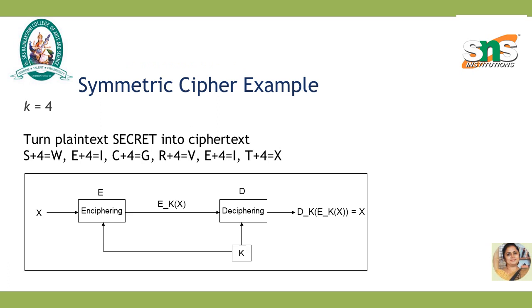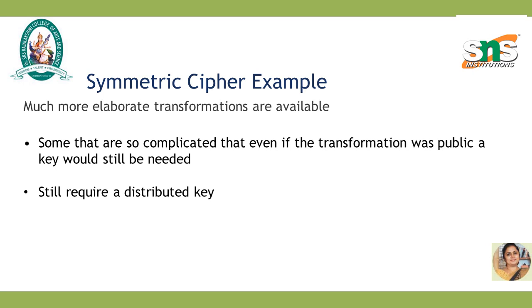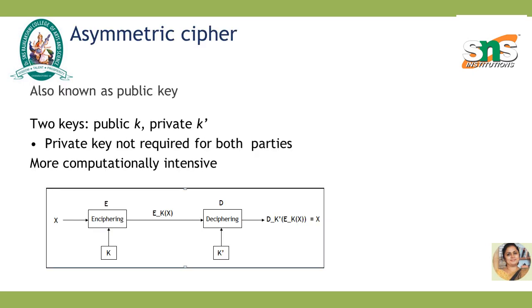Symmetric cipher example: K equal to 4. We turn the plain text secret into ciphertext, so we have enciphering and deciphering. From plain text to ciphertext is enciphering, and ciphertext to plain text is deciphering. Elaborating the transformation, it is complicated that even if the transformation was public, a key would still be needed. So it still requires a distributed key.